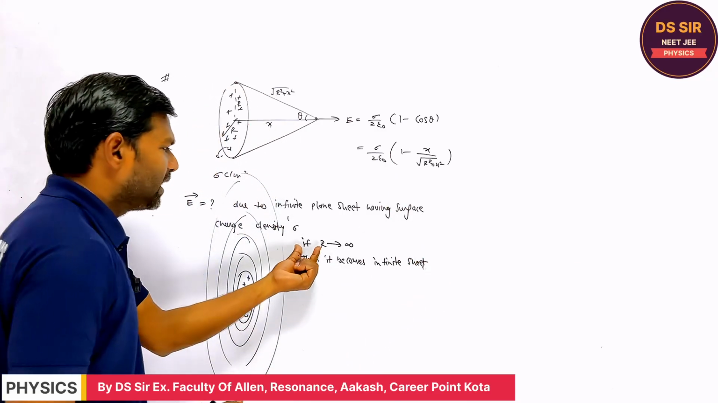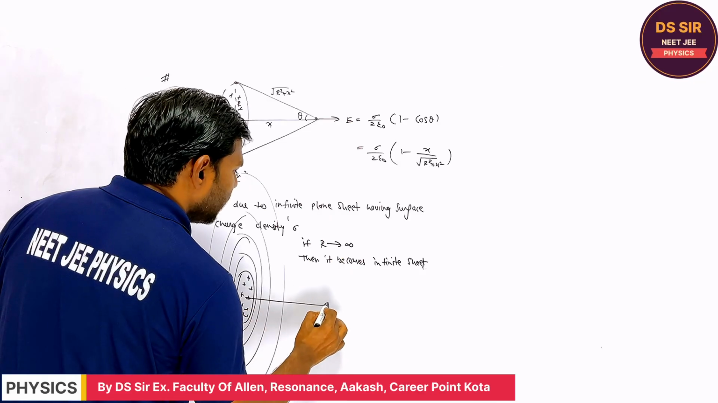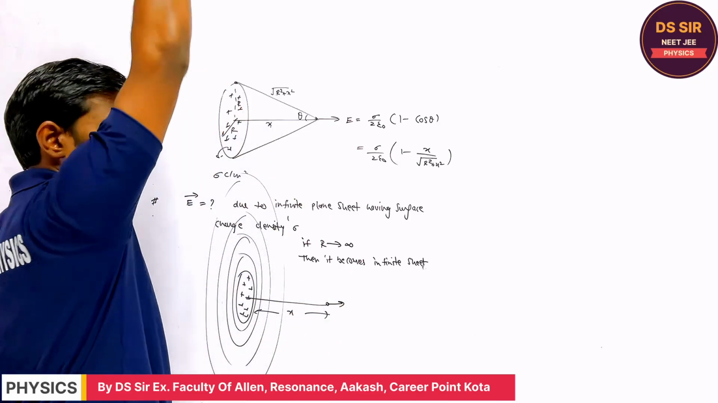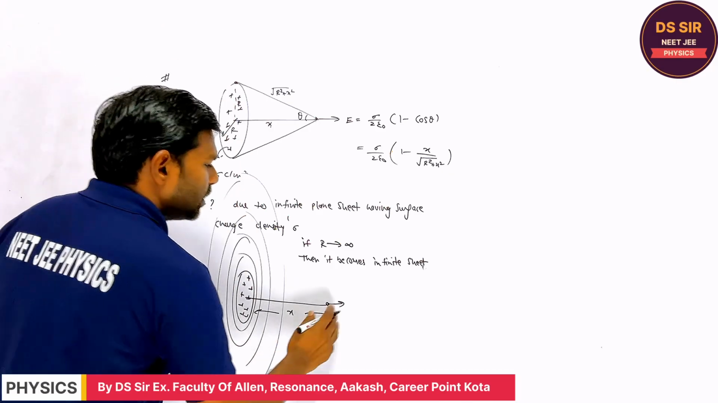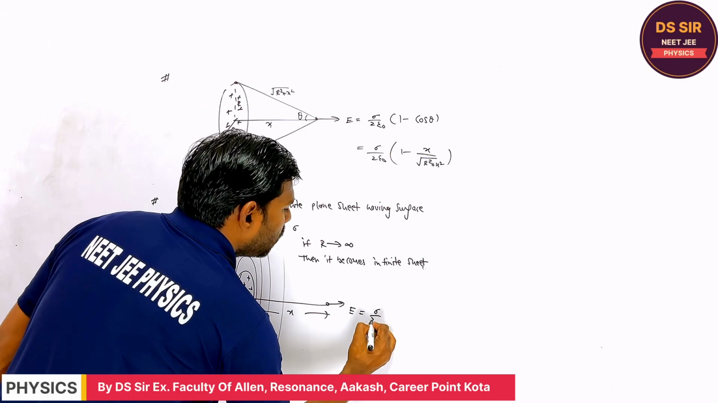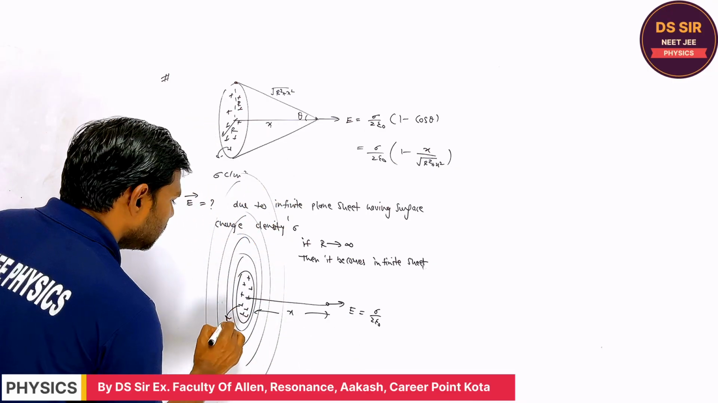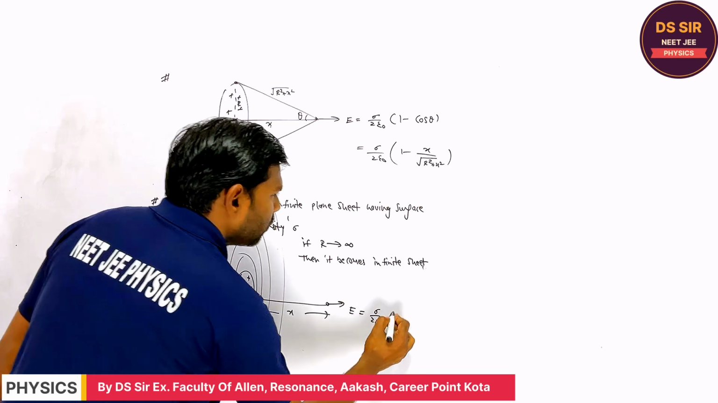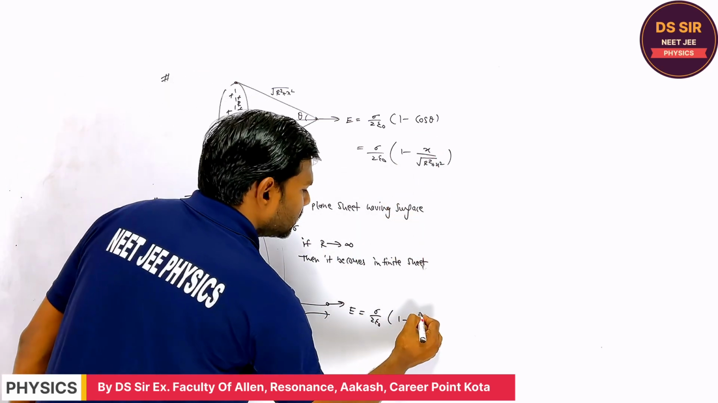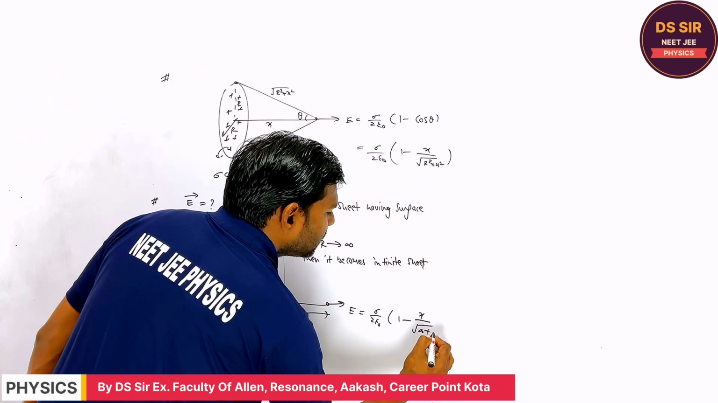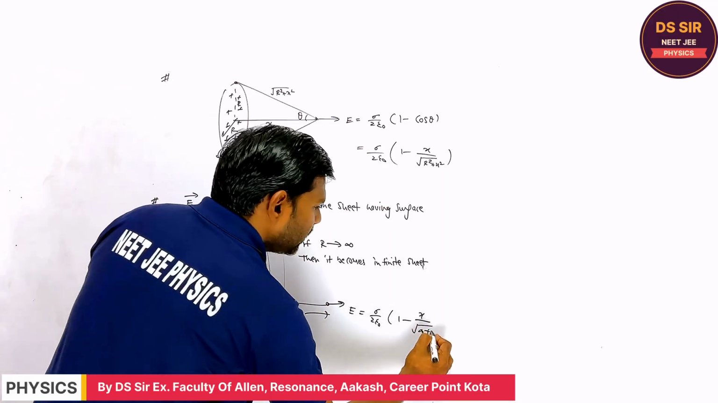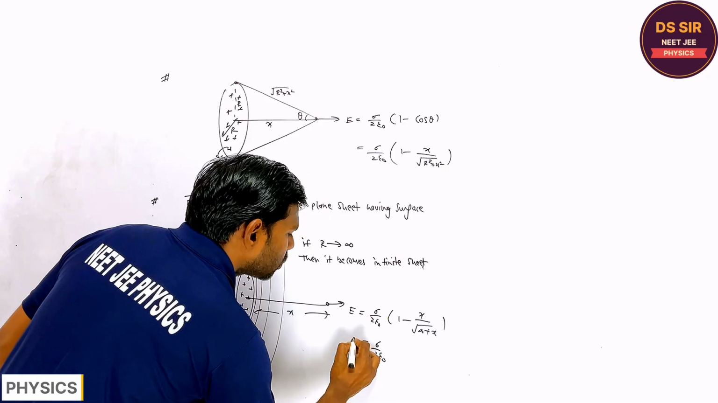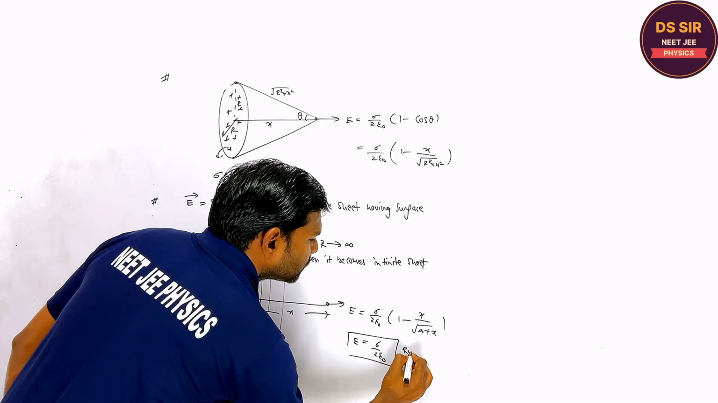So when r tends to infinity, at this point at distance x, the electric field due to this infinitely large sheet is equal to what? Sigma upon 2 epsilon naught (1 minus x upon root of r square plus x square). Sigma is the surface charge density, coulomb per meter square. As r tends to infinity, 1 upon infinity is 0, so it is equal to sigma upon 2 epsilon naught. You have to remember this.